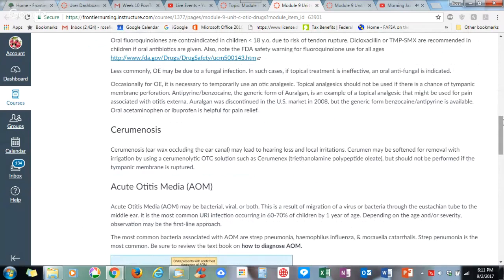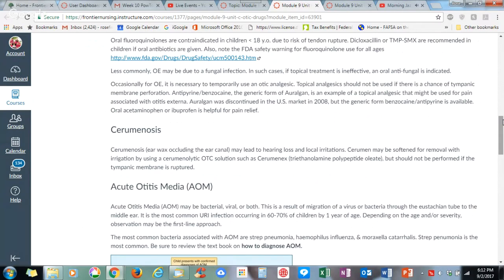Less commonly, otitis externa may be due to a fungal infection. In such cases, if topical treatment is ineffective, an oral antifungal is indicated.